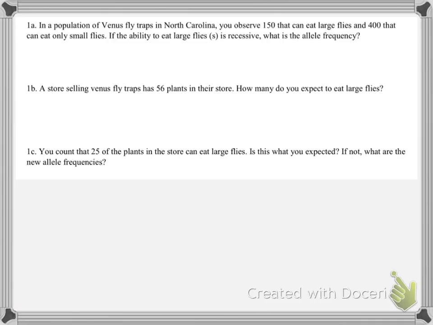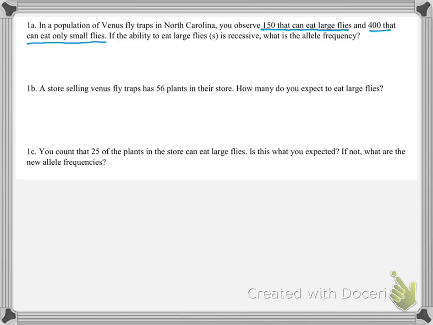So the first one: in a population of Venus flytraps in North Carolina, you observe 150 that can eat large flies and 400 that can eat only small flies. If the ability to eat large flies is small s recessive, what is the allele frequency? So again, we have to figure out what I'm looking at and what I'm trying to find. So here's what I know. I know 150 can eat large flies, 400 that can only eat small flies.